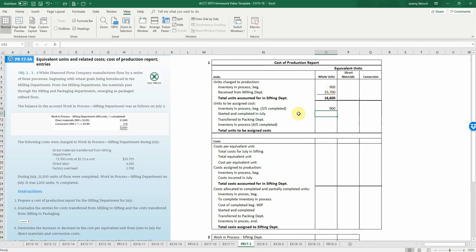And then we know, let's see. Okay, so during July, we had 15,500 units completed. That's what was transferred out. So that's going to be 15,500 right here. That means started and completed, we're going to have our 15,500 minus our 900. So we started with 900, we started and completed 14,600, which means the total that was transferred out was 15,500.